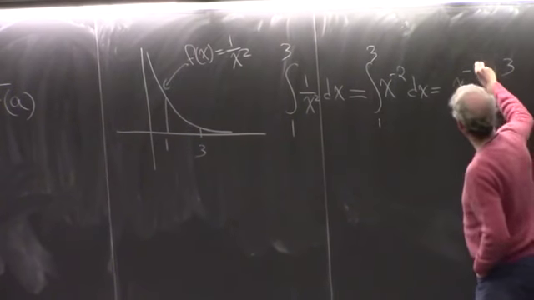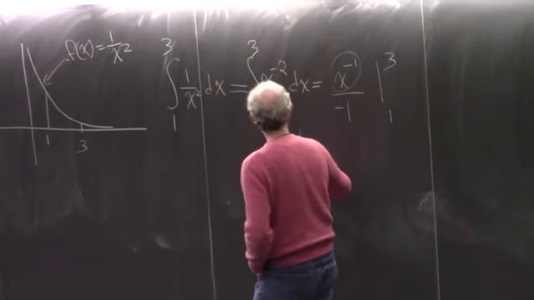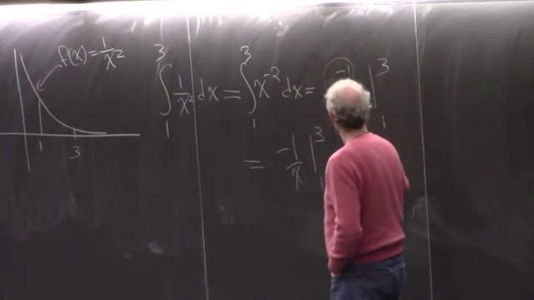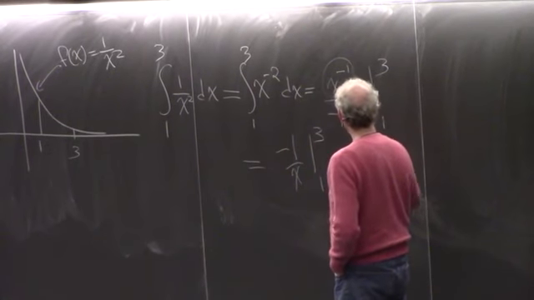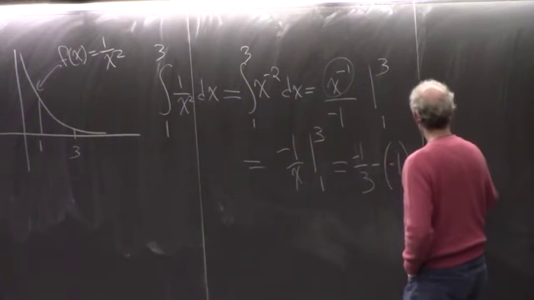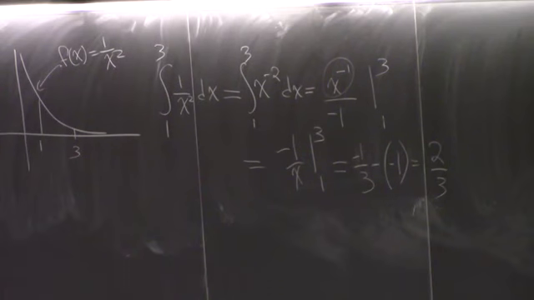So remember, x to the negative 1 is 1 over x. So this is negative 1 over x from 1 to 3, which is negative 1 over 3 minus negative 1, for 2/3. You're going to need that at some point, right? You're welcome.